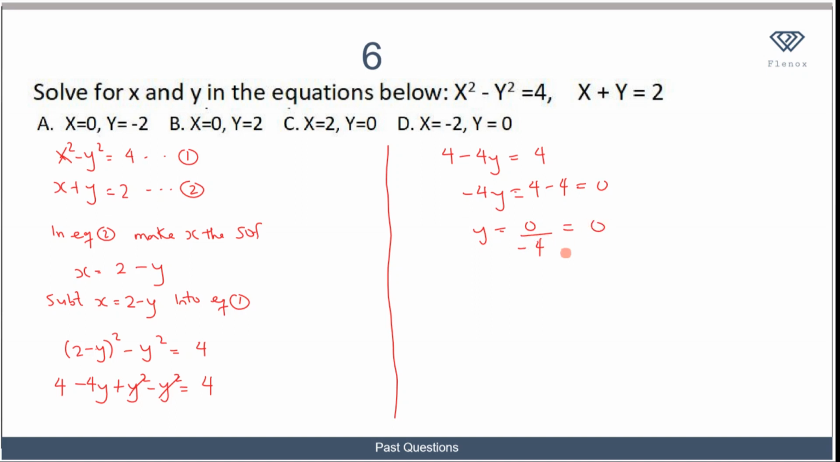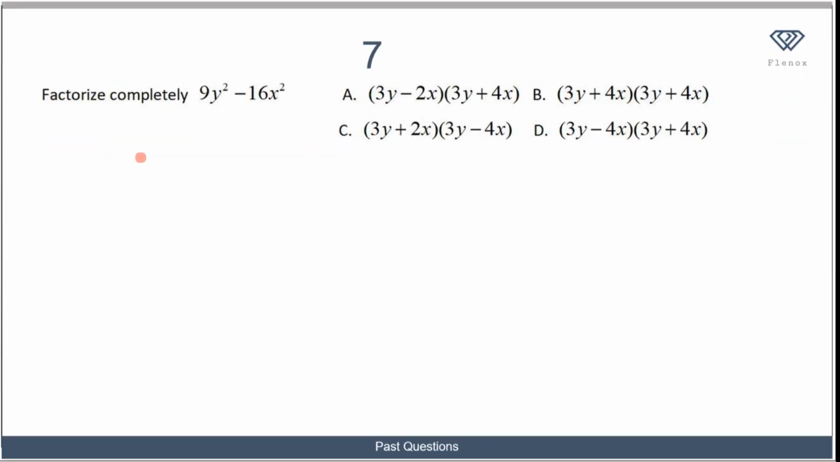So now that I've gotten y as 0, I've already found out here that x equals 2 minus y. So I can substitute y as 0. So x equals 2 minus 0, and that gives me x equals 2. So therefore, x equals 2 and y equals 0. So what option corresponds to this? That is option C. So the correct answer to this question is C.